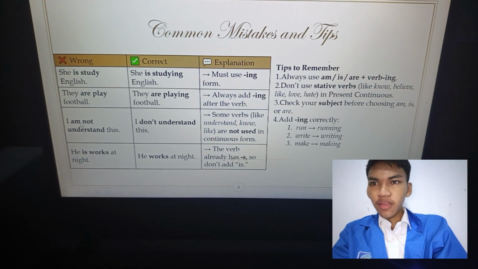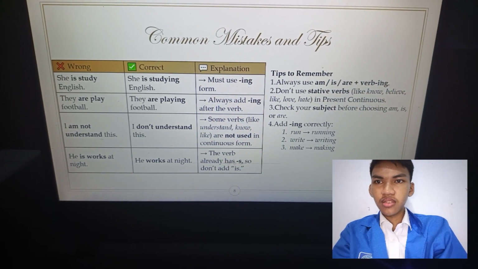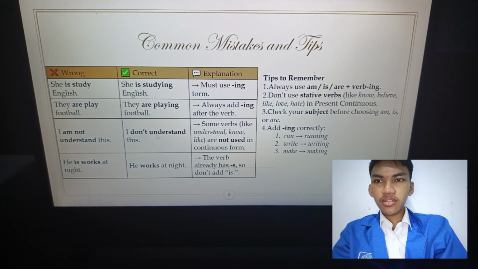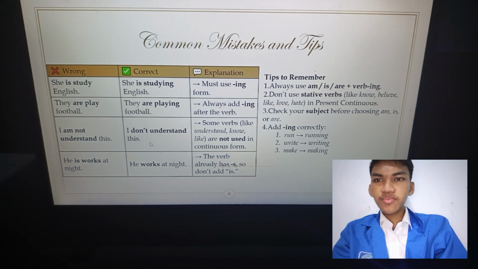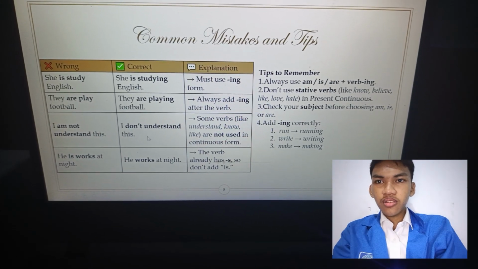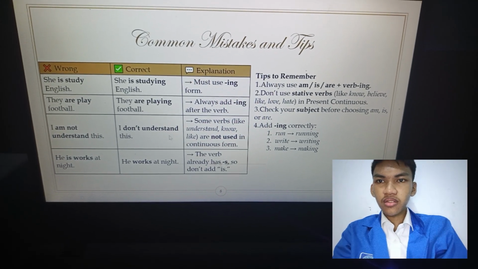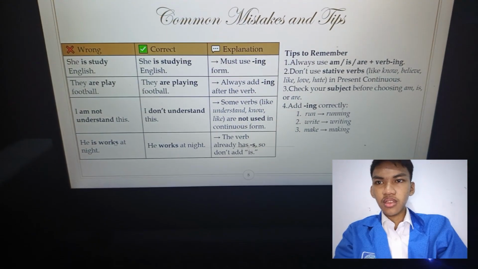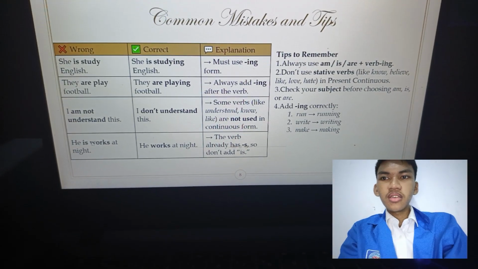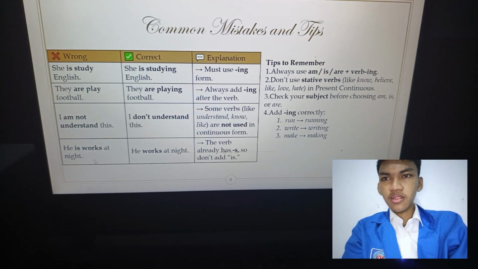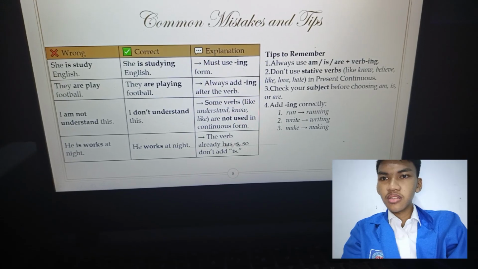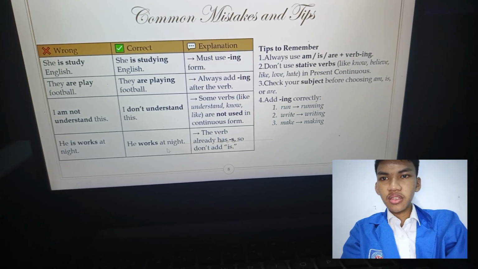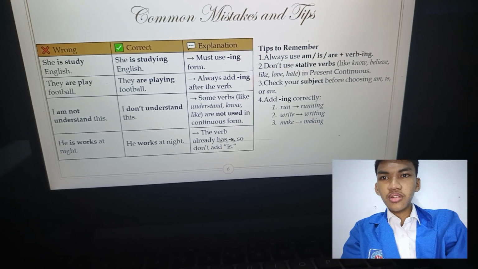Next, I am not understand this. This is the wrong way. The correct way is I don't understand this. Some verbs like understand or know are not used in continuous form. Next, he is work at night. The correct way is he works at night. The verb already has s, so don't add is.